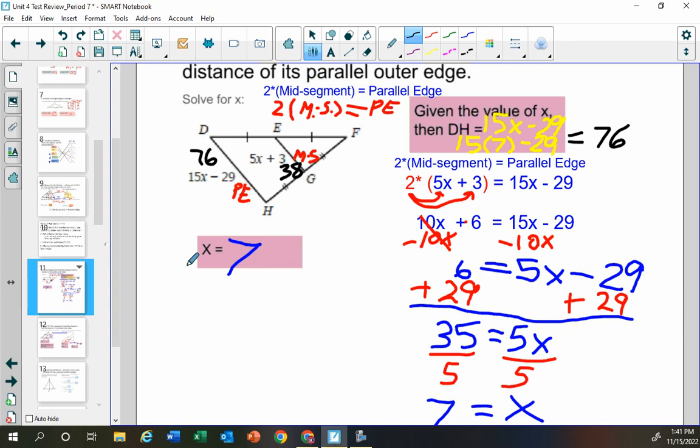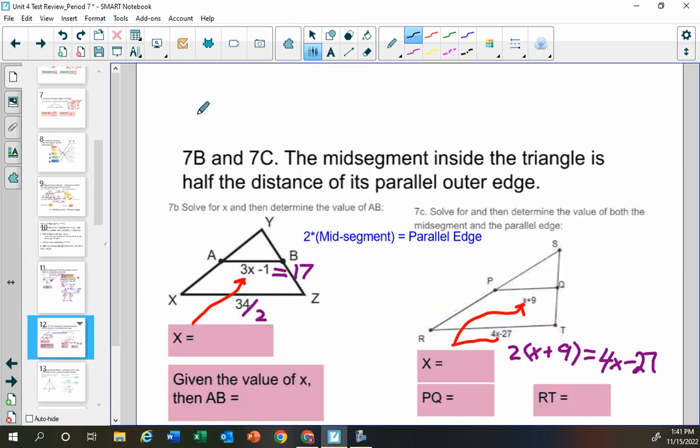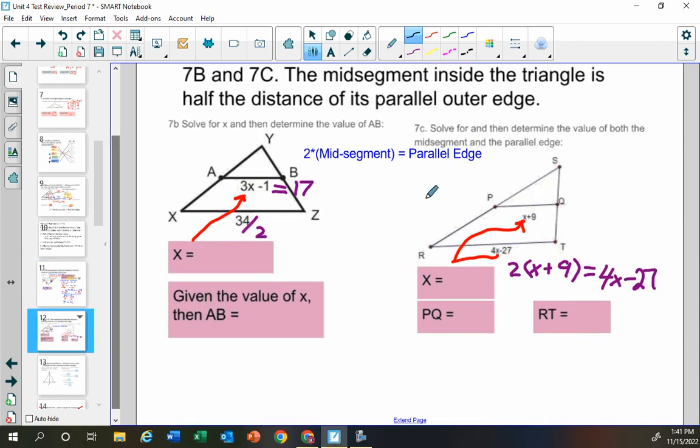Okay, the next two, I'm going to give you all a couple minutes to try. The next two are just like what we did here. It's going to be 2 times your midsegment. What's our midsegment here? 3x minus 1, which equals, what's our parallel edge? 34.